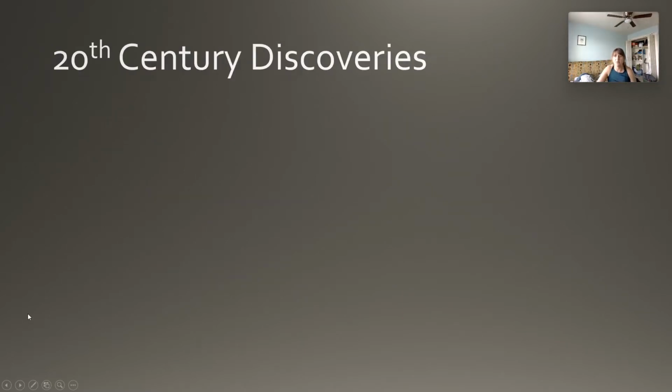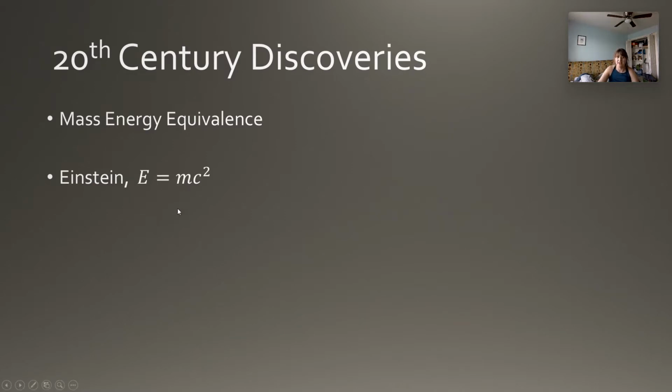Not until the 20th century was the actual source of energy for the sun discovered and explained. And this was through the idea of mass energy equivalence. Einstein came up with his famous equation, E equals mc squared, which relates energy to mass times the speed of light squared. And that was huge. So a particle can be converted into energy and vice versa, which allows for the sun to essentially generate power.